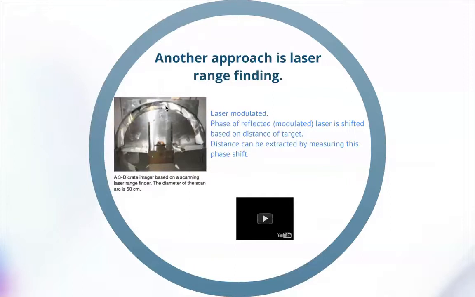Then that laser beam is scanned, and the detector, they're both scanned along the semicircle. And then you can build up a full three-dimensional shape map of this object. Of course, all of this happens extremely fast. To give you some sense of size, the diameter is about 50 centimeters.